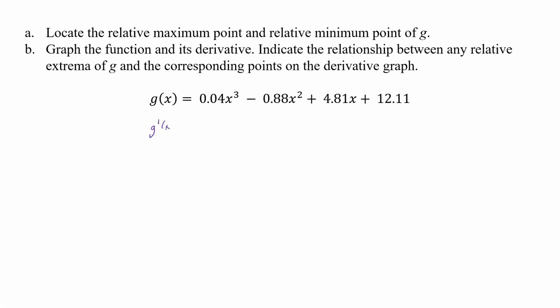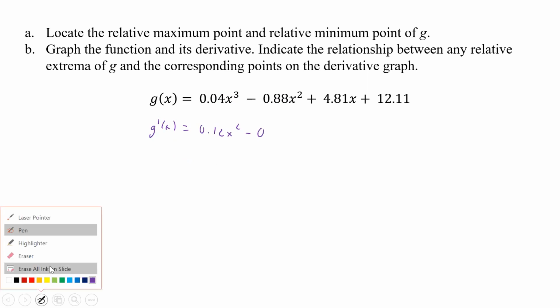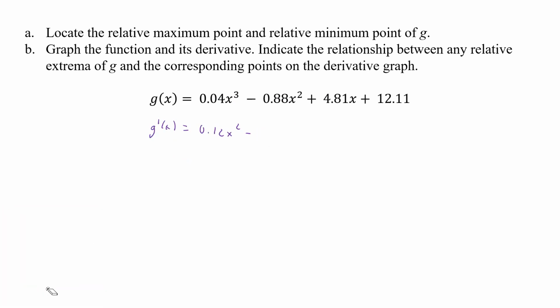So g prime of x is going to be equal to what? Well, if we take 3 times that, that's going to be 0.12x squared minus 2 times that, 1.76, sorry, 1.76x, and then plus 4.81, okay? I can't factor that one.